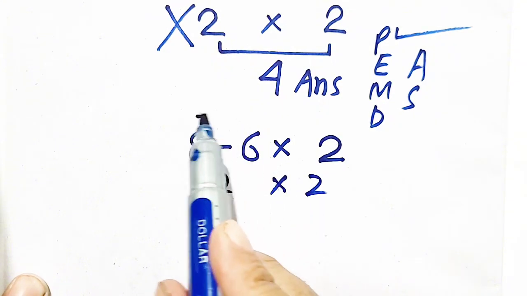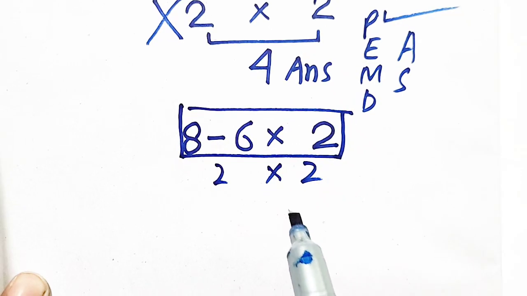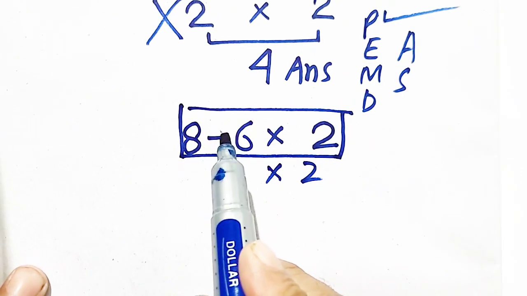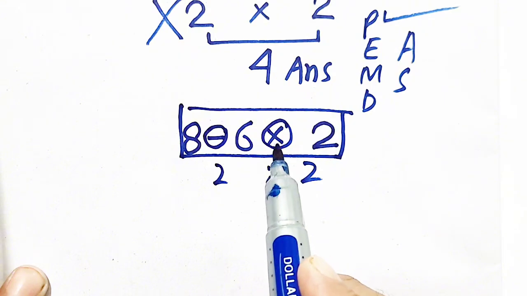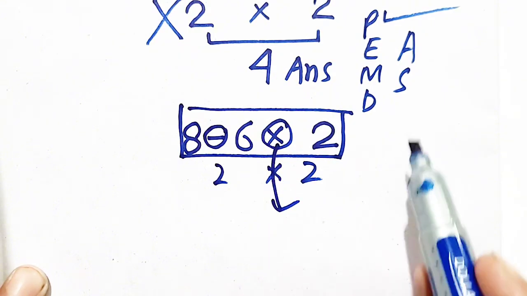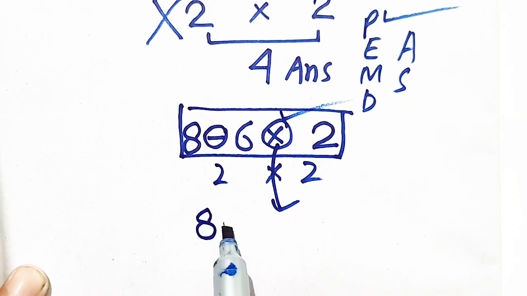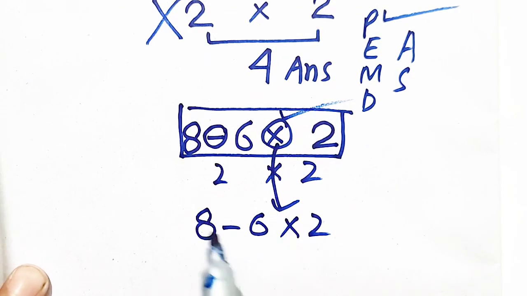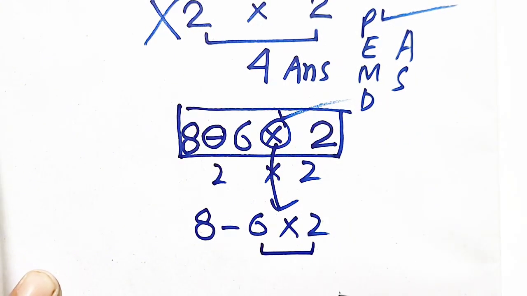But from here, we again solved it incorrectly because 8 minus 6, here it is minus and here it is multiplication. So first of all, according to PEMDAS, we had to multiply first, meaning it was 8 minus 6 times 2. But we have solved 8 minus 6 earlier than multiplication. But according to the order of operations, we have to solve multiplication first.